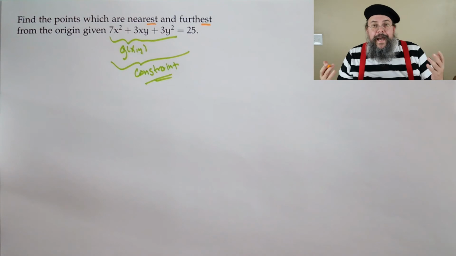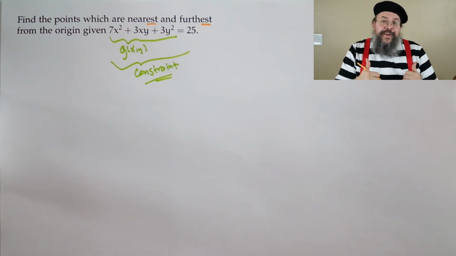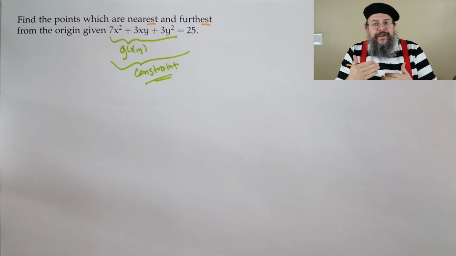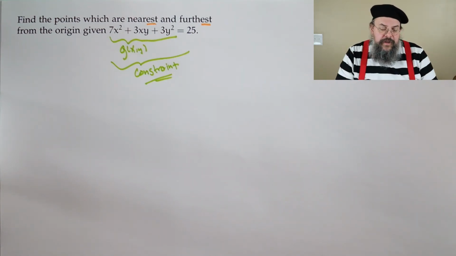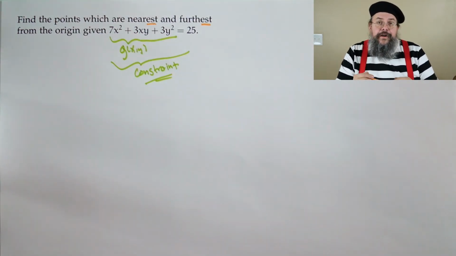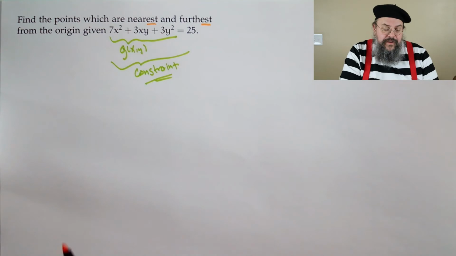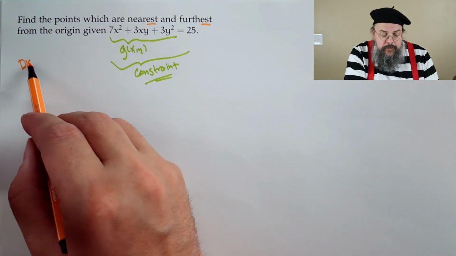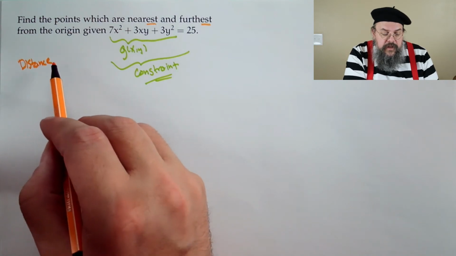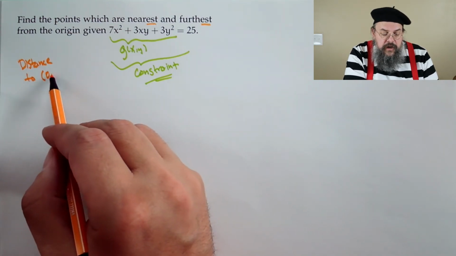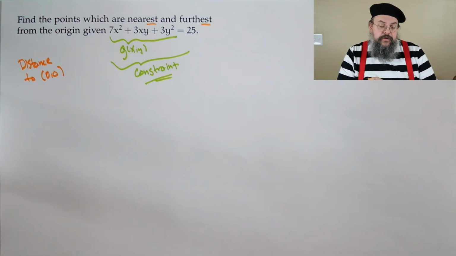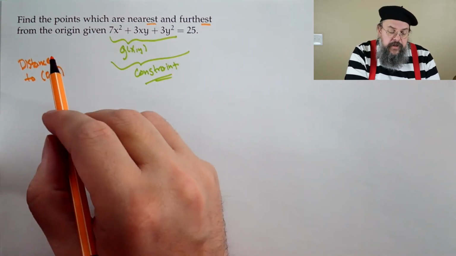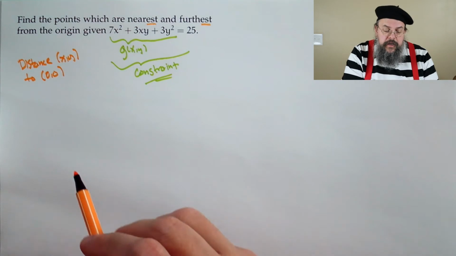So what don't we have yet? We know our constraint. We kind of have a vague idea of our optimization, but we don't have a formula for that. So we get to make one. Now, it doesn't mean we make one up. We have to say, okay, let's think about the problem. When we talk about near and far, we're talking distance. So the thing we're optimizing is distance to the origin, also known as (0, 0). So that's what we're after, trying to optimize our distance to (0, 0). And we should think of it as our point (x, y) to our point (0, 0).